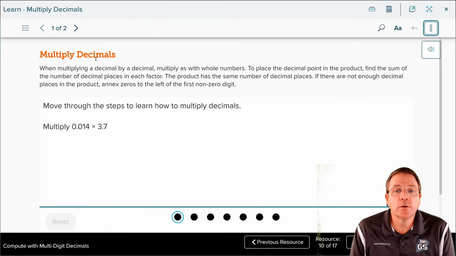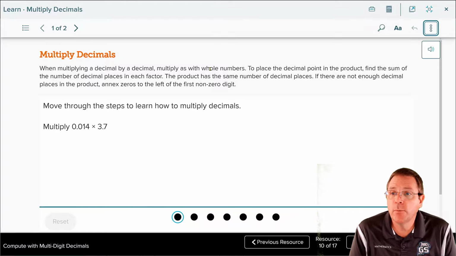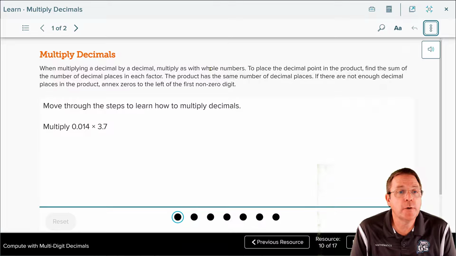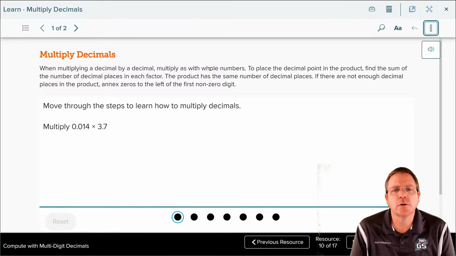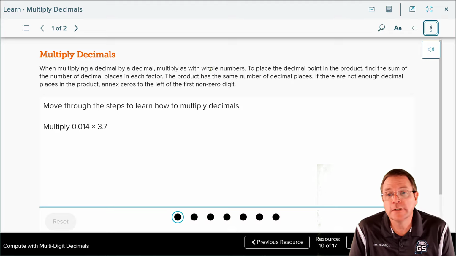Remember, when multiplying a decimal, you're going to multiply it as you would with whole numbers. You don't align anything starting off. To place a decimal point in the product, you find the sum of the number of decimal places in the factors. That's the things you're multiplying. Factors, fancy word for saying things you're multiplying. And the product has the same number of decimal places, the product, of course, being the answer.